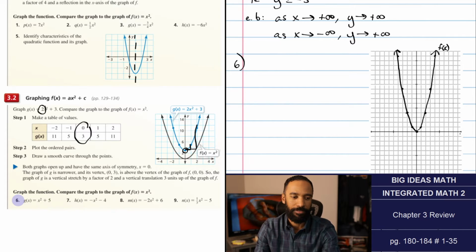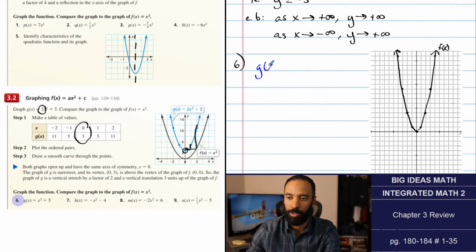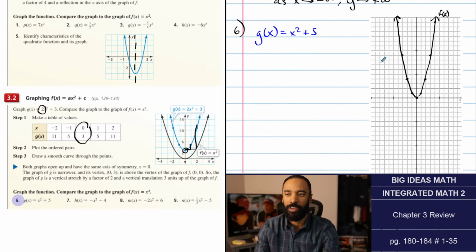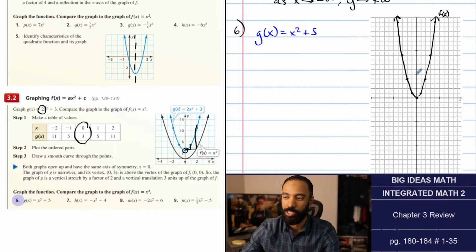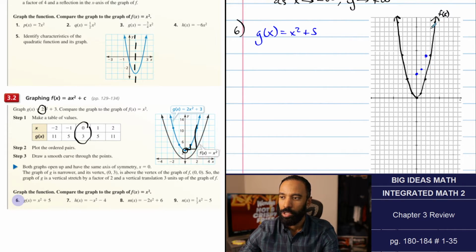Let's go ahead and graph g of x equals x squared plus 5. Now to graph g of x equals x squared plus 5, how is it different from f of x equals x squared? The plus 5. We just go 5 units up, and it's going to be every bit the same as the previous problem. From here, 1, 1, 2, 4, 3, 9. 9 up from 5 is 14, and that's all I can fit, so let's do this on the other side.